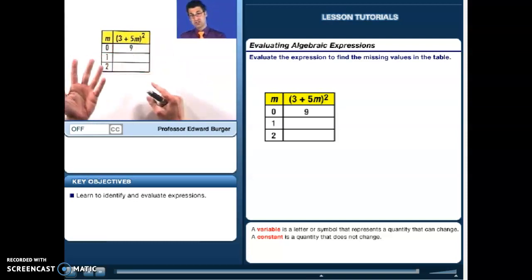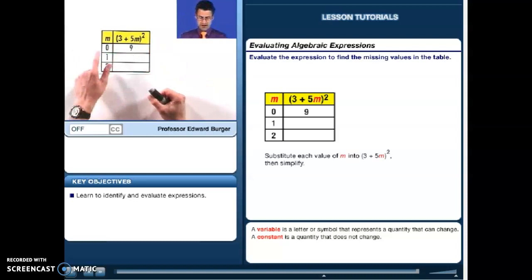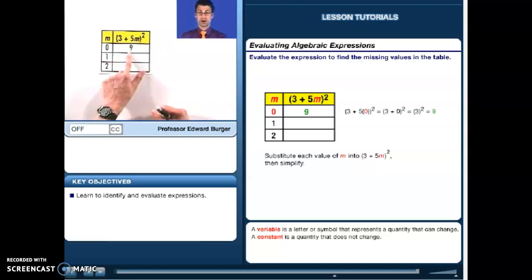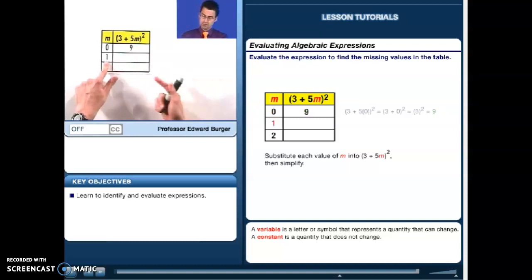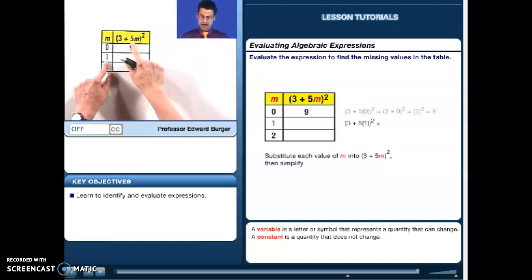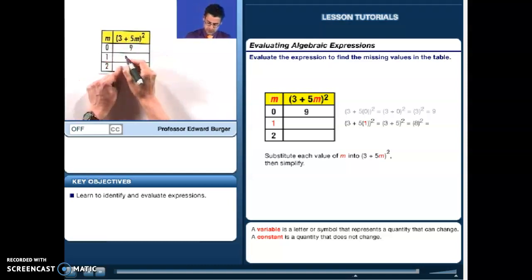Okay, now let's change the m and see what happens to the expression. If I let m equal 0, then I put a 0 in here. 5 times 0 is 0. I see 3 squared, which is 9. So the person who put this in did it correctly. What about when I let m take on the value 1? Well, we return to the algebraic expression, but wherever we see an m, we're going to insert a 1. So I see 5 times 1, that's 5, plus 3, that's 8, and now I square the whole thing, and so I see 8 squared, which is 64. You see how this works?